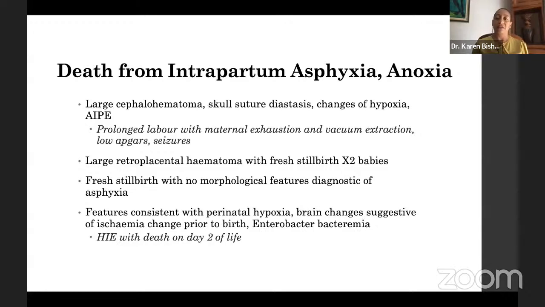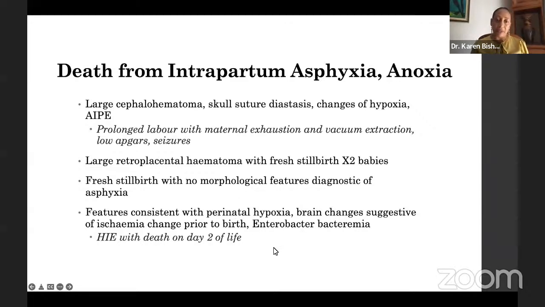There were some changes consistent with hypoxia, and then in association with the mechanical ventilation that the baby required, we found acute interstitial pulmonary emphysema in the lobe of 1 lung. So it wasn't diffuse. There was 1 baby with fresh stillbirth, didn't have morphologic features diagnostic of asphyxia, but it doesn't mean there's no asphyxia. And with no other findings, we opted to leave this baby in this category.